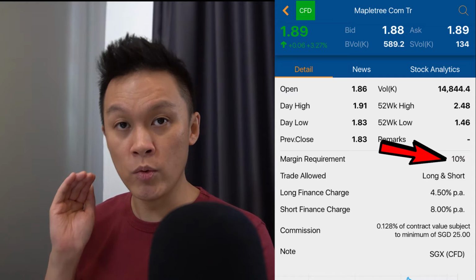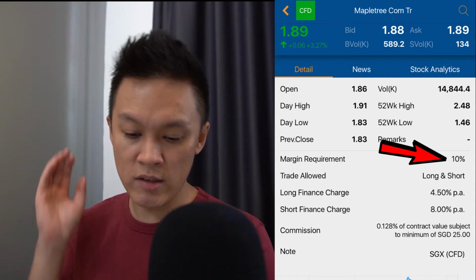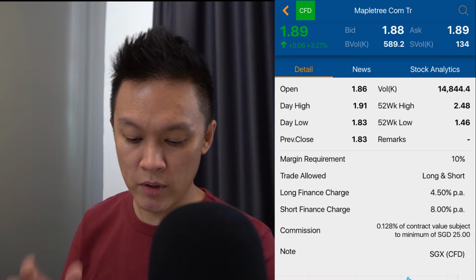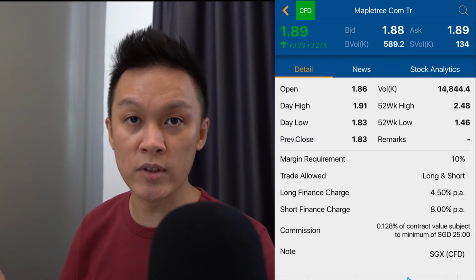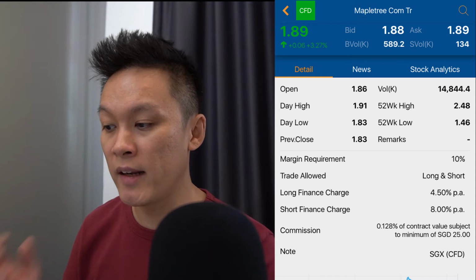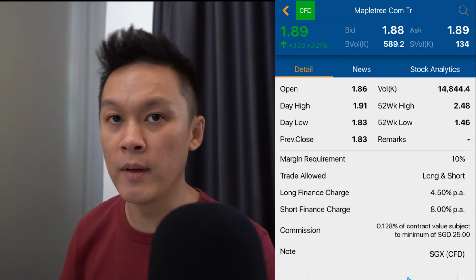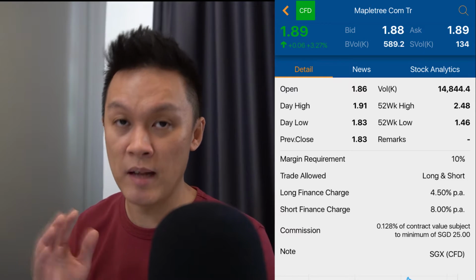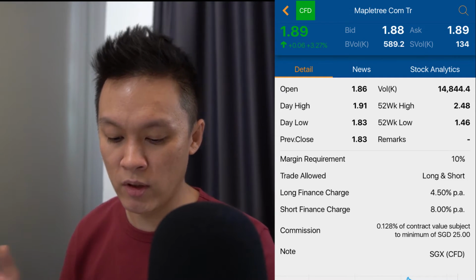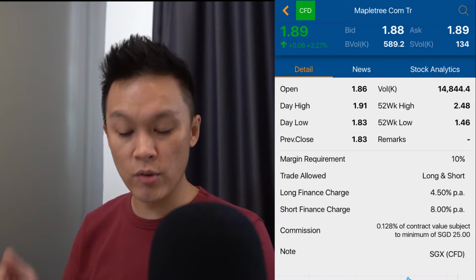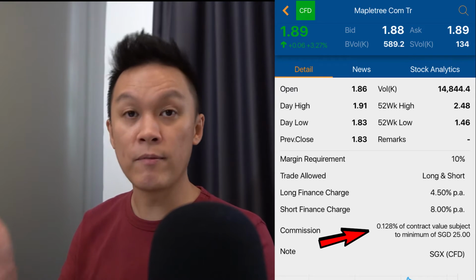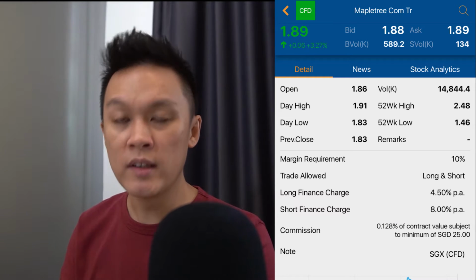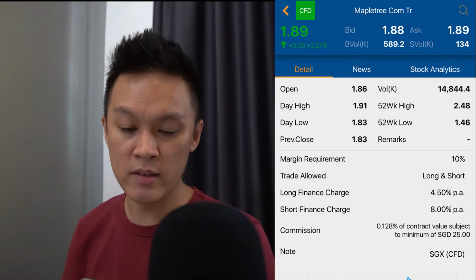That means if you want to short sell these stocks, or these REITs, you have to put down at least 10% as a deposit. If you short sell, let's say, $10,000, the margin required in your trading platform is $1,000, which is 10% of that $10,000 contract. And of course you can see here the commission and the finance charge, all in this handphone app.